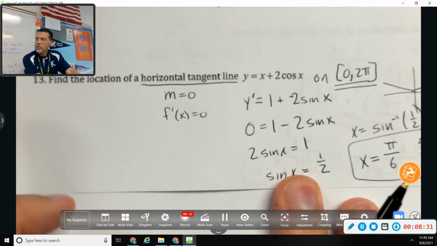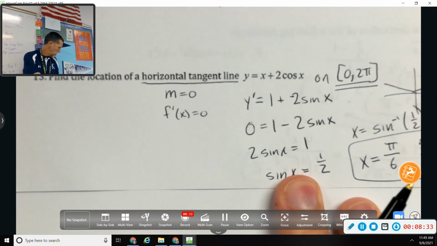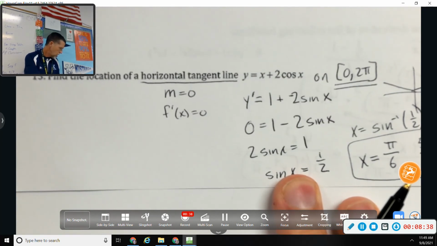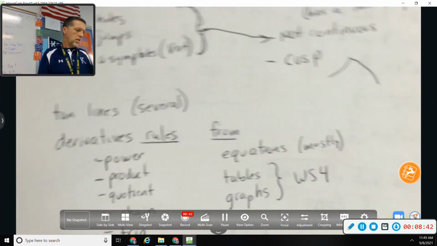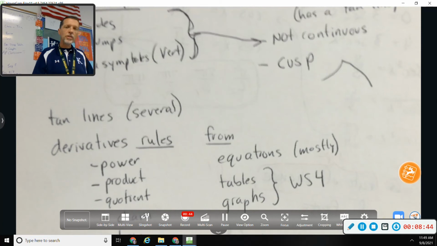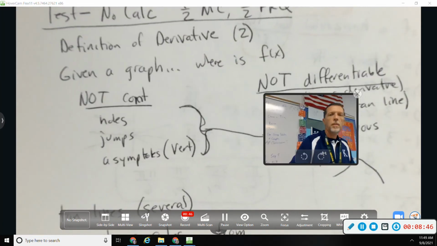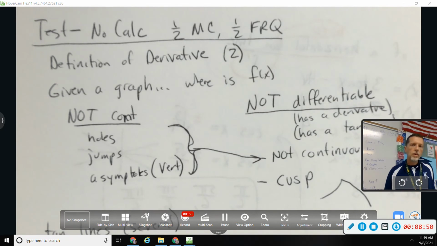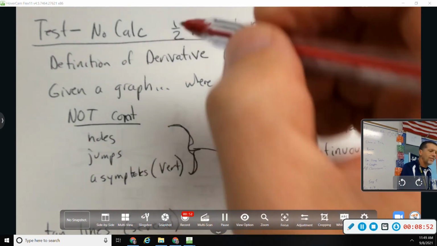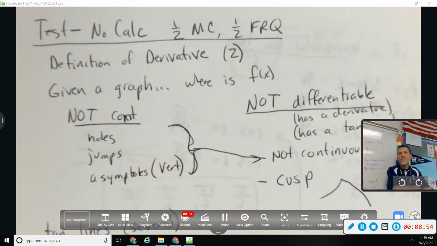Other questions from the review? If you want me to tell you what's on the test. Sure. I don't know how helpful this will be, but it's half-ish, so it's not exactly 50-50, but I should have said part multiple choice, part free response.